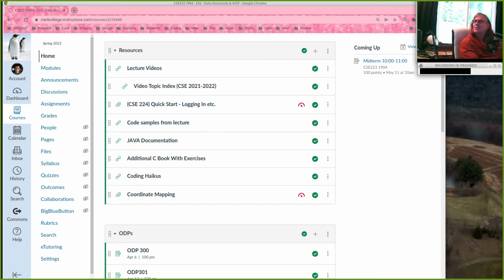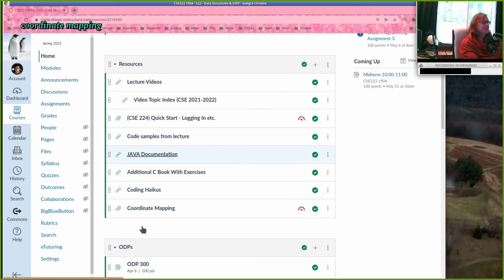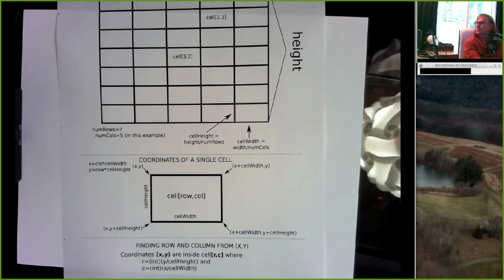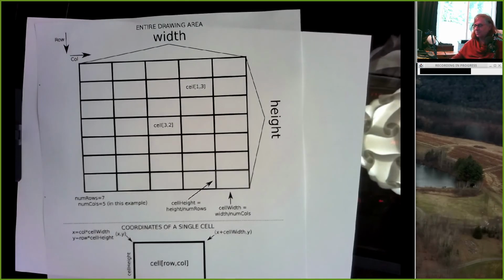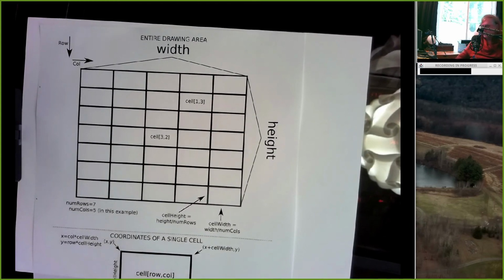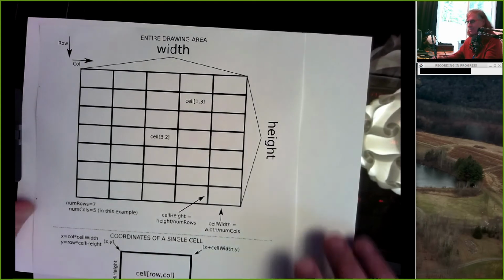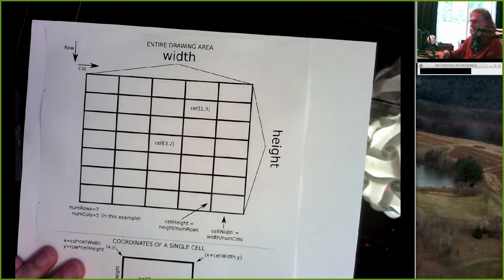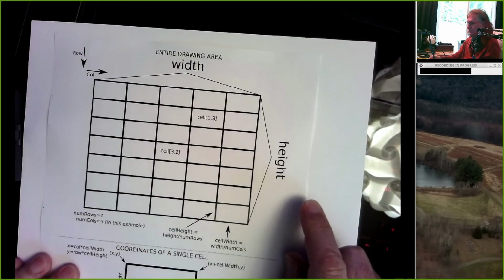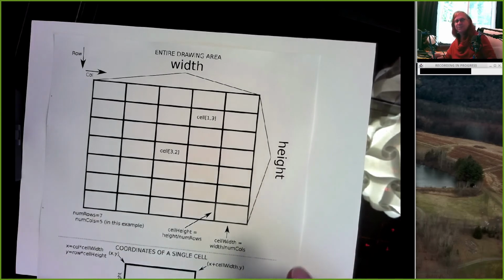All right, so let's talk about coordinate mapping. I just published this on Canvas. Under resources, there's a thing called coordinate mapping. It's a little one-page PDF, and you may find this useful for PA4 and for life in general. There's a bunch of stuff on here, but the basic setup is suppose you have some region, for example, a grid of dots on which you're going to play a game.